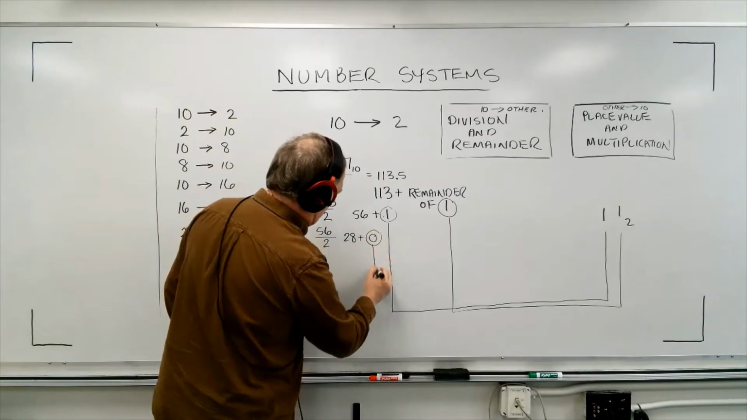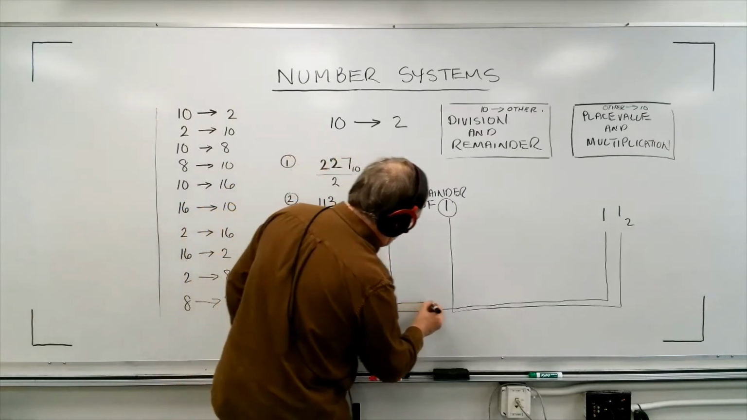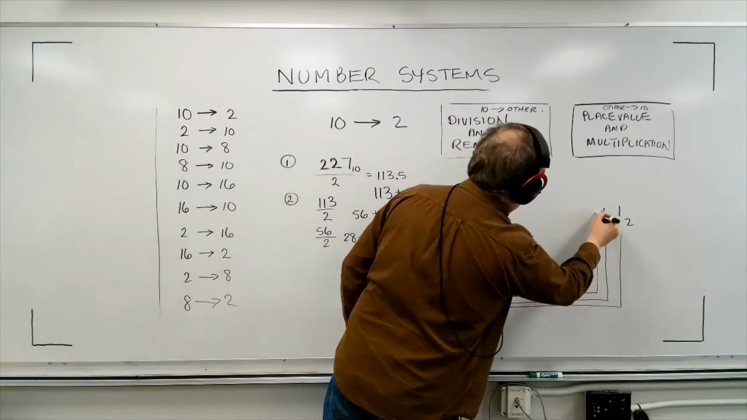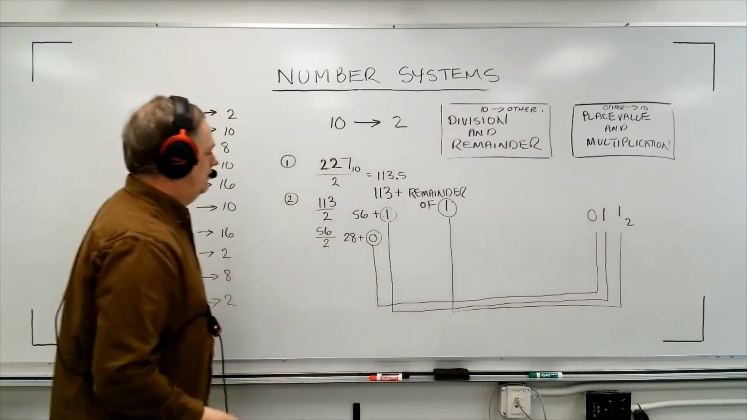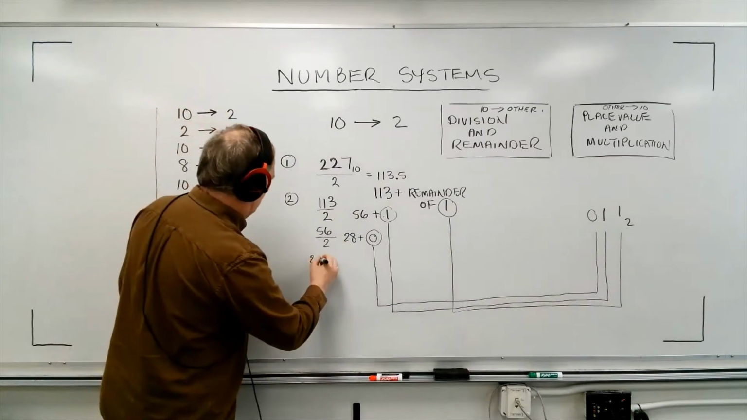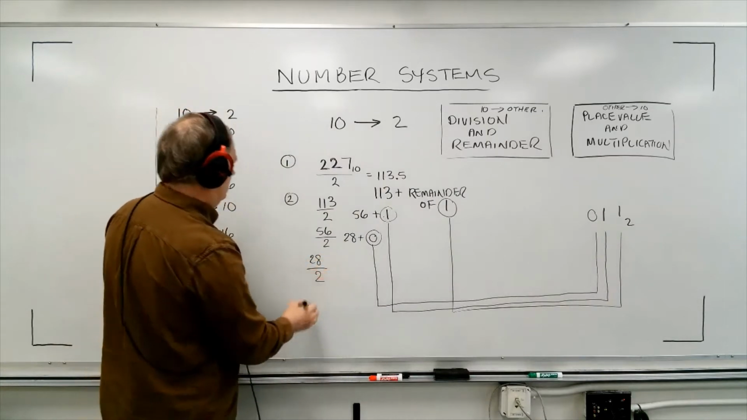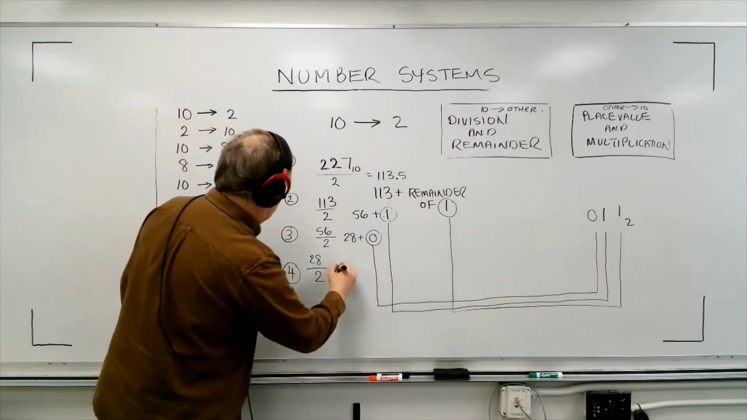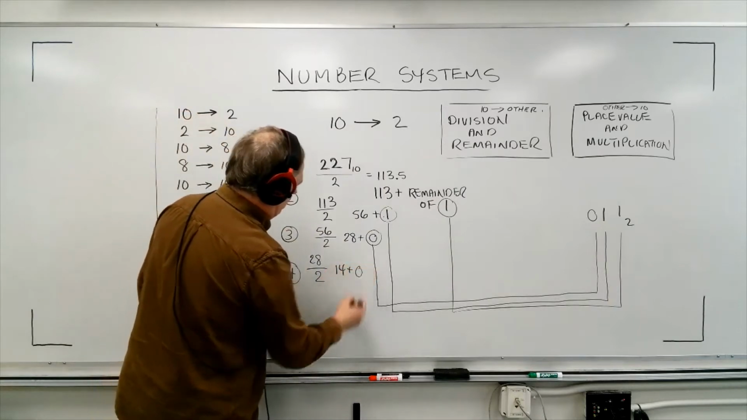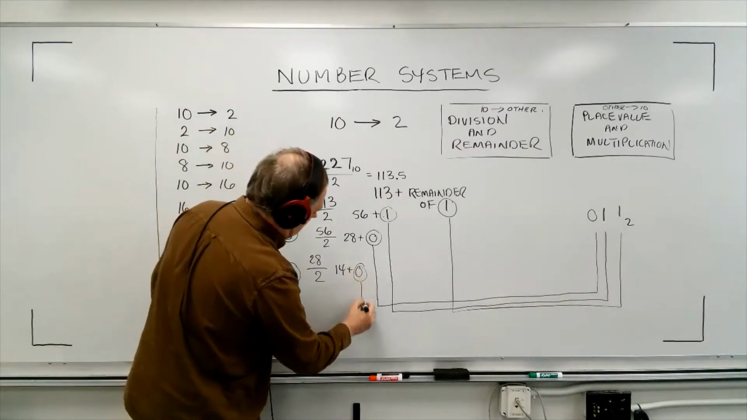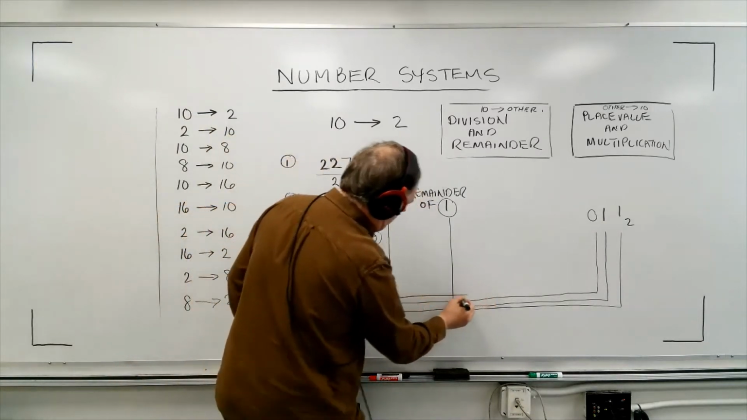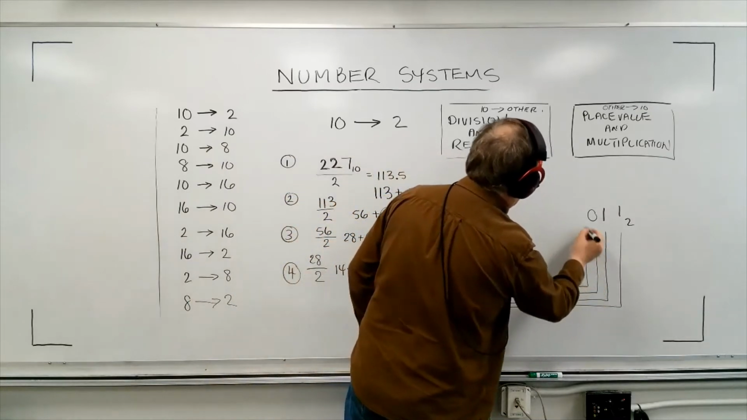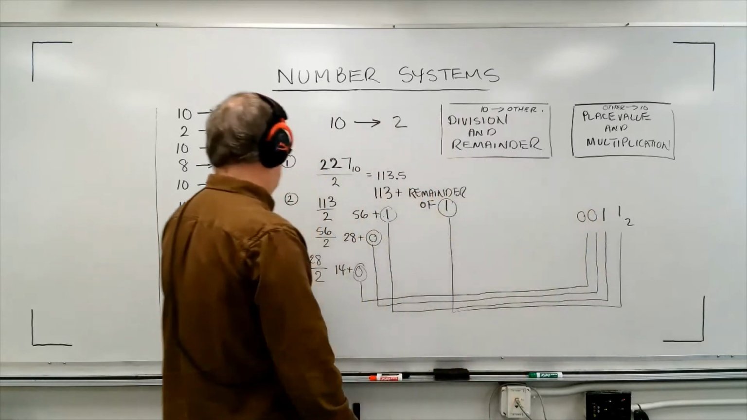So this is going to become the third column in my binary number. Okay? Now, I'm going to take 28 and divide by 2. So this was step 3. Now I'm on step 4, right? 28 divided by 2 is 14 plus 0. This 0 is going to go over here, it's going to go up, and my fourth place is going to be a 0.